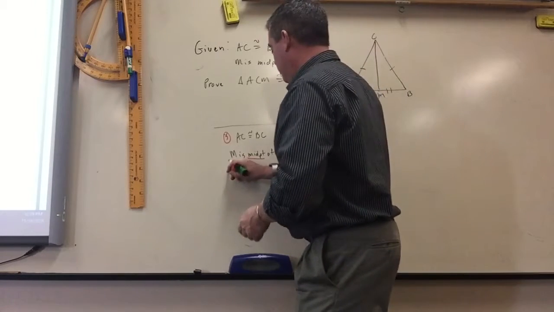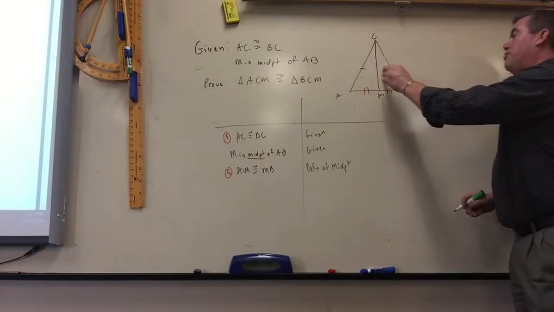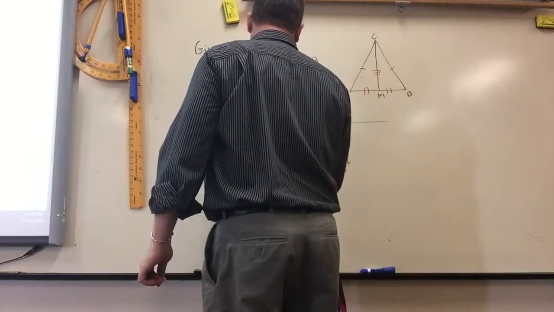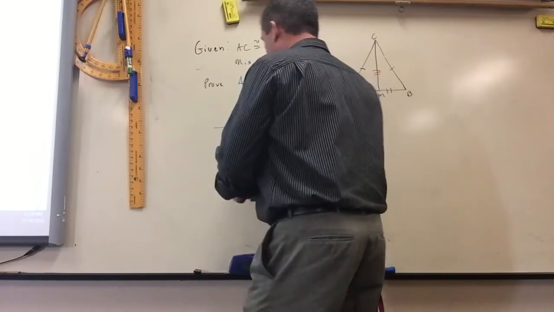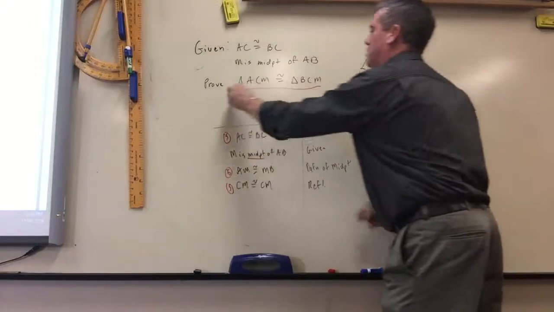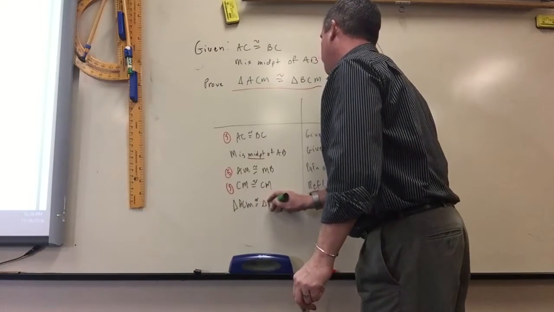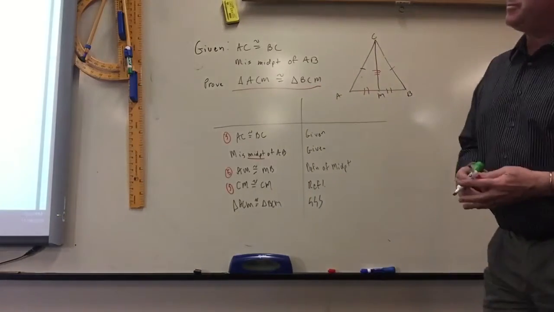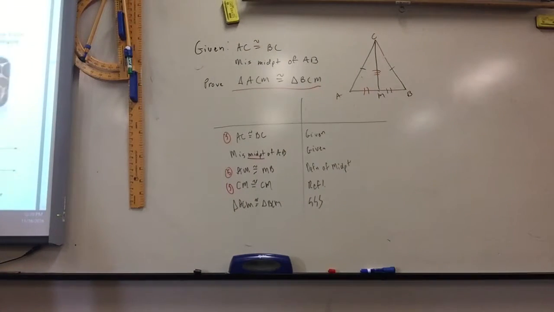So there's a side. And then there's one other thing we know is true. Reflexive, they have a lot of those in there. CM is congruent to CM. Reflexive. So again, there's the third side, so we have it side, side, side. Triangle ACM is congruent to triangle BCM. Side, side, side. Okay.